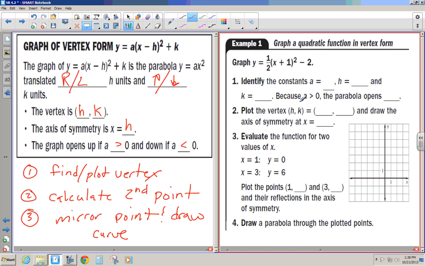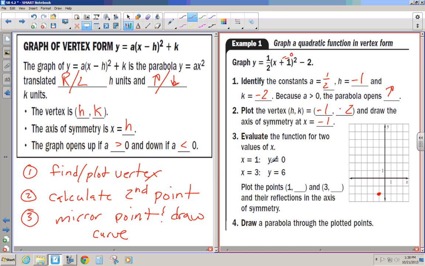So looking at this, first identify the constant a is 1/2. H, what makes this equal to 0, would be -1. And k is -2. So because a is greater than 0, the parabola opens up. The vertex is at (-1, -2). Draw the axis of symmetry at x equals -1. So (-1, -2) is right here.